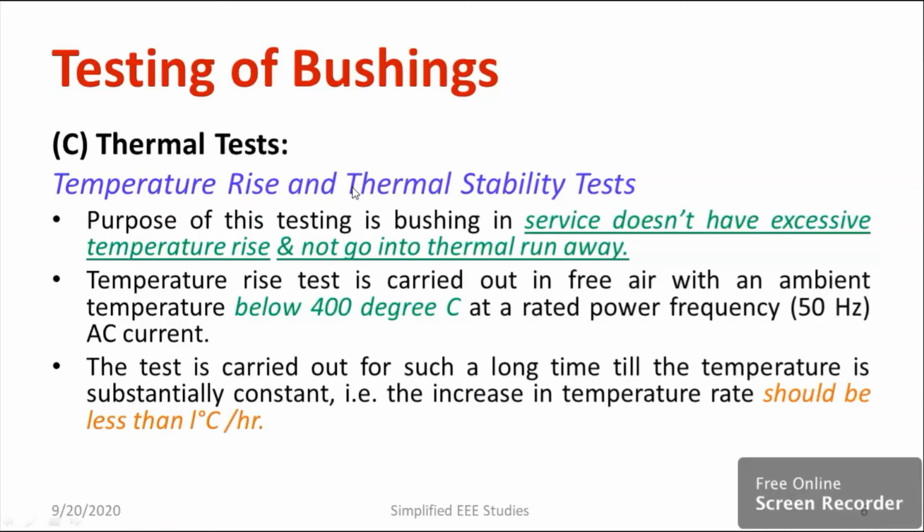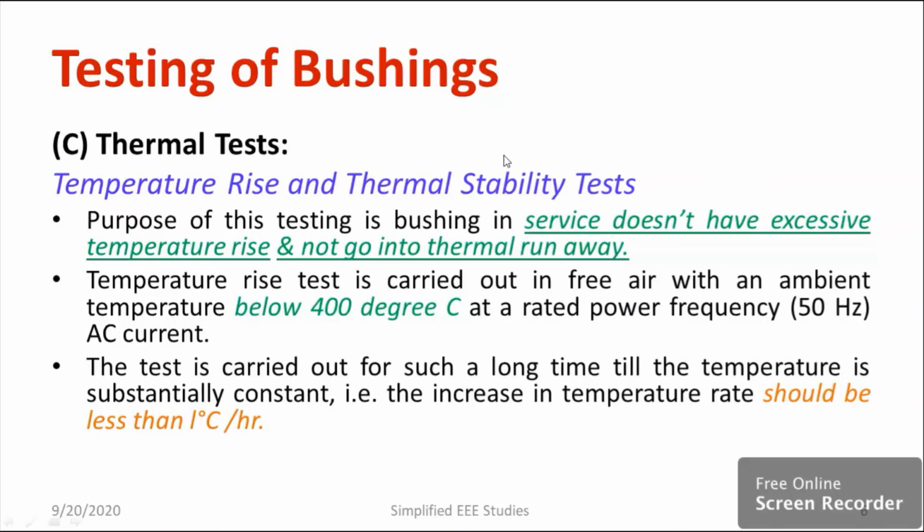It will be working 24 hours. Especially if you are using it in a distribution transformer, it will be operating 24 hours. At that time, it should withstand excess temperature. There should not be any excess temperature rise in your dielectric material. If excess temperature rise happens every time, definitely that material is not good. It may lead to thermal runaway and the quality of the dielectric material will be spoiled. So for that purpose, we are going to conduct the temperature rise and thermal stability test.